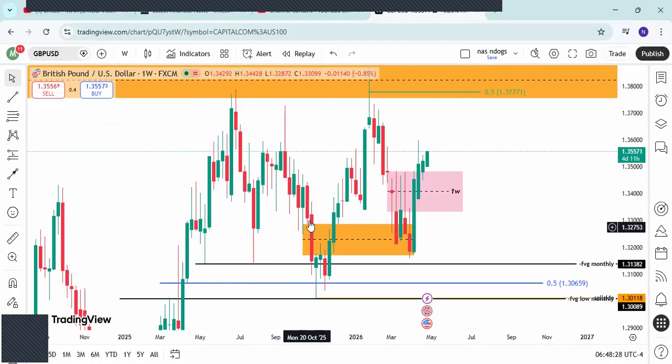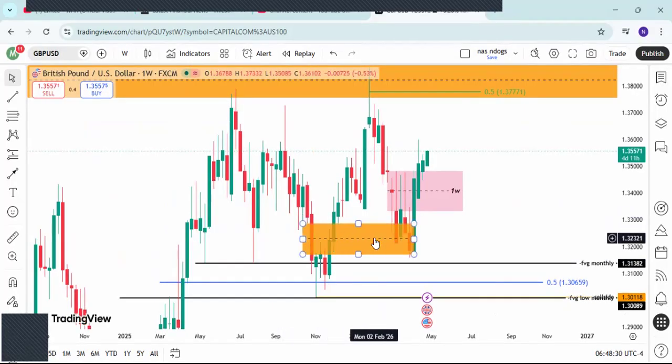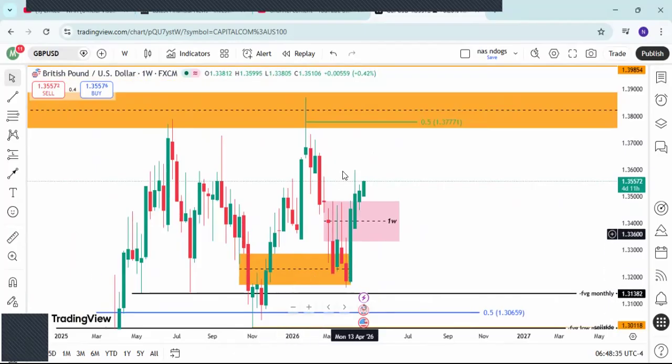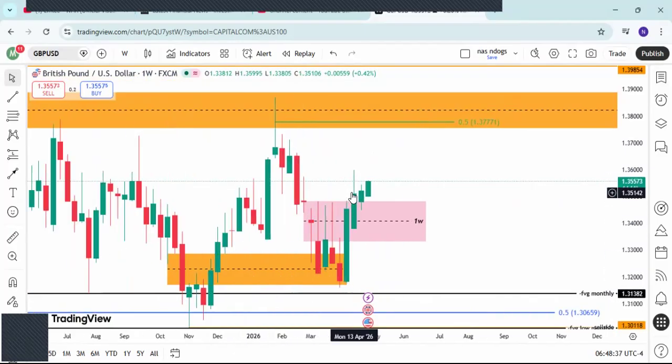This is the pound dollar, and it's more beautiful because here we take sell side using this fair value gap that I've marked orange. You can make any color that you like, but it's bullish. It pushes from there, going higher.